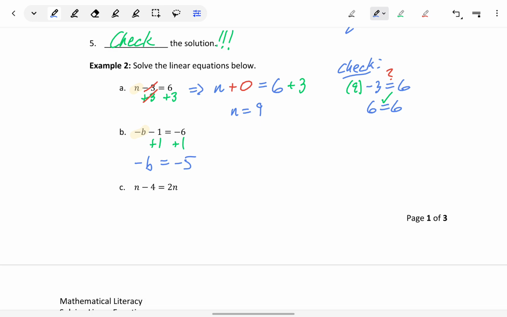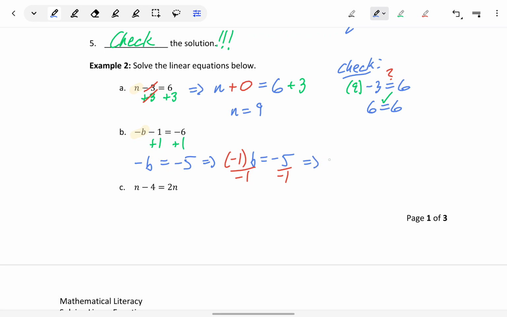Now we have to look at step 4 in that general strategy, where we need to make the coefficient of the variable equal to 1. Right now, if we wanted to be a little bit more explicit, we could rewrite this as negative 1 times b is equal to negative 5. So whatever coefficient is being multiplied to that variable, we need to divide both sides by that value. Meaning in this case, we'll divide both sides by negative 1.